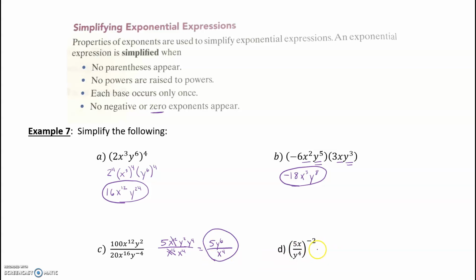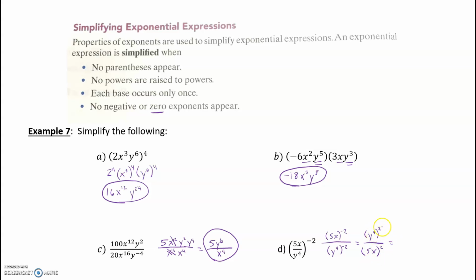And last example. My advice here is we're going to go ahead and break this up first. So we're going to say 5x to the negative 2 and y to the 4th to the negative 2. Now to make this positive, remember we bump it up. To make this negative, we bump it down. So we're actually going to flip these. So we're going to have y to the 4th squared up top now in the numerator, and we're going to have 5x squared in the denominator.